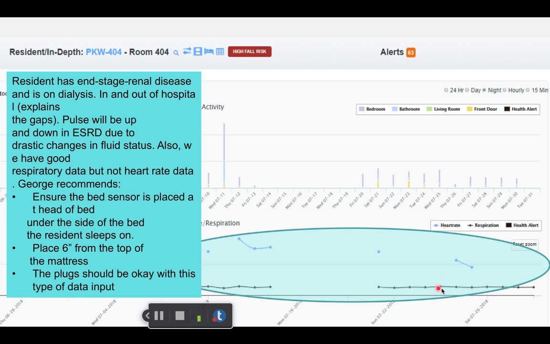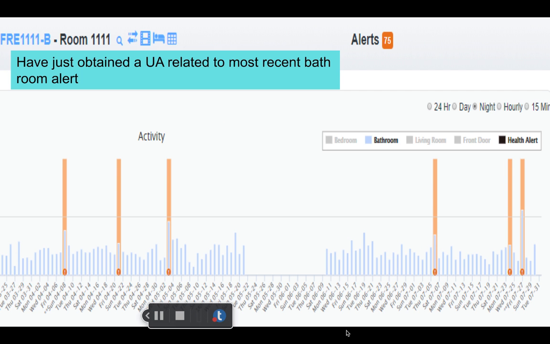We also might not realize that there may be a problem with that bed sensor. It might not be plugged in correctly. And we can anticipate that if the resident's heart rate starts going up, they're starting to have some fluid overload and may need to go back in for some additional dialysis.